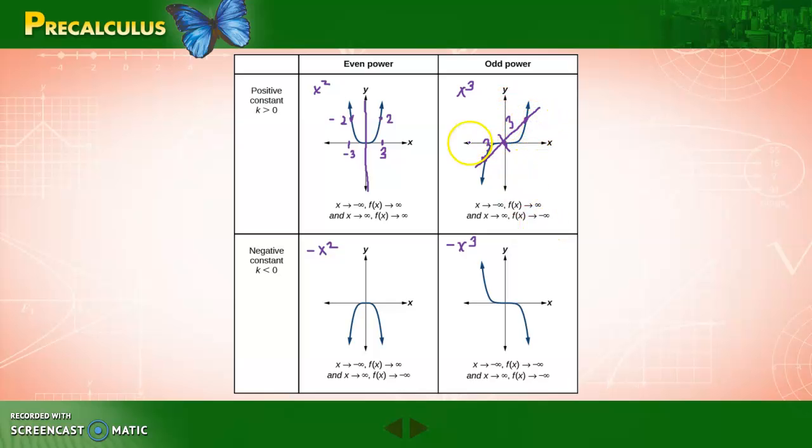It actually flips it over the y-axis. So what was pointing up on the right side of the y-axis up here is now pointing up on the left side of the axis. We moved our point from here to here. And the tail that was pointing down in quadrant 3 on our odd-powered function up at the top here is now pointing down in quadrant 4. So we have flipped that over the y-axis by changing that constant to a negative.